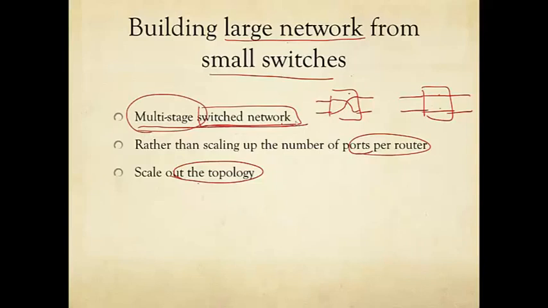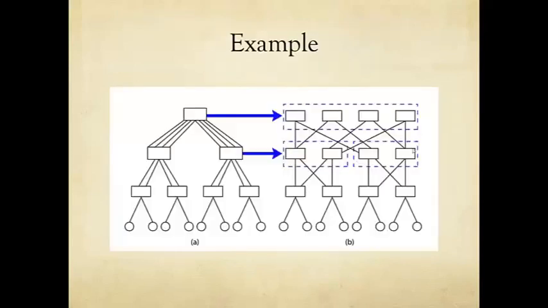It turns out that you can build a large network using only small switches, but many of them, arranged in a smart way across multiple stages. And that's what we mean by scaling out the topology to enable the scaling of the network, even though we do not scale up the number of ports for each network element. So here's a simple example to illustrate that.